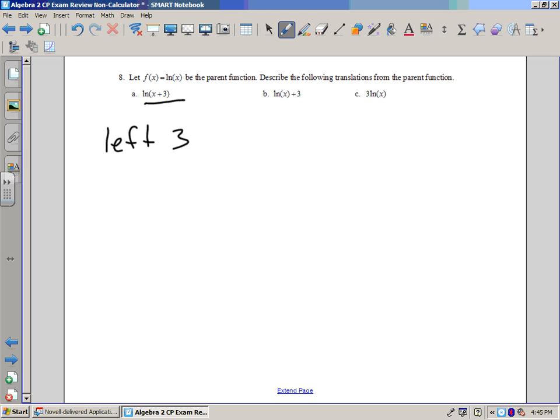The second graph, the 3 is associated with the y value, not the x value. It's not in parentheses, so it does what you would expect. It goes up 3. And this one is multiplied by a scale factor of 3.